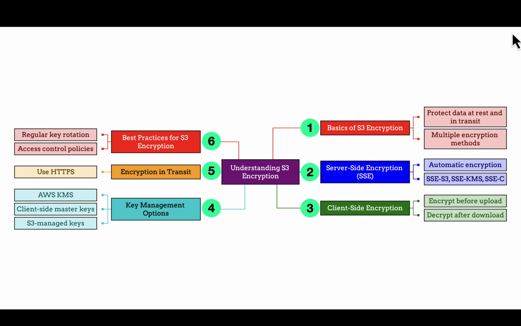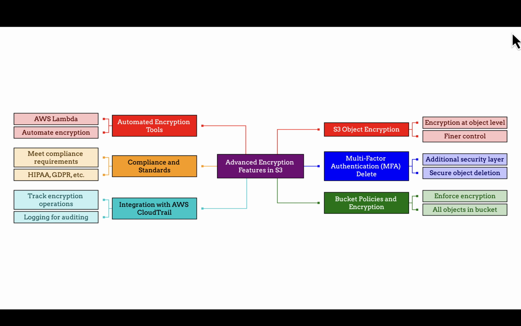6. Best practices for S3 encryption include using HTTPS, regularly rotating encryption keys, and implementing access control policies for data security. Advanced encryption features in S3. 1. S3 object encryption enables encryption at the object level for finer control.